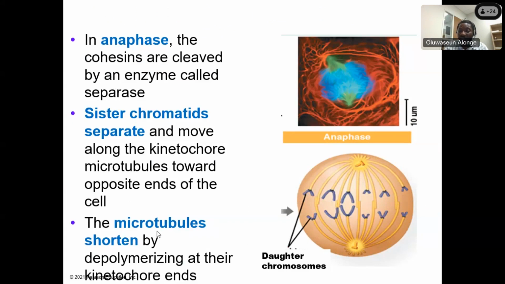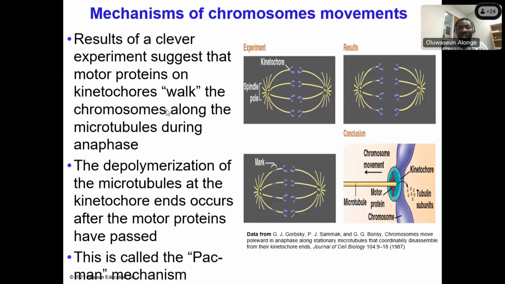The microtubule will now shorten. So you see, it's like the microtubule is retracting. It's shortening by depolymerizing, which simply means breaking into pieces. It's breaking into smaller components. They are kinetochore enzymes. So the result of a clever experiment suggests the motor proteins at the kinetochore walk the chromosome along the microtubules during anaphase. The depolymerization of the microtubules at the kinetochore ends occurs after the motor proteins have passed.